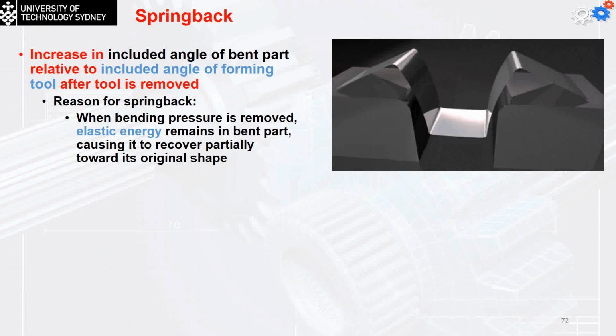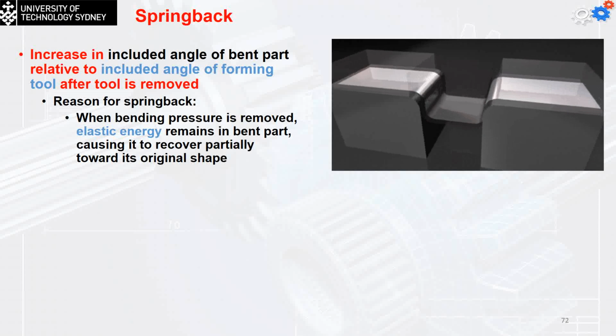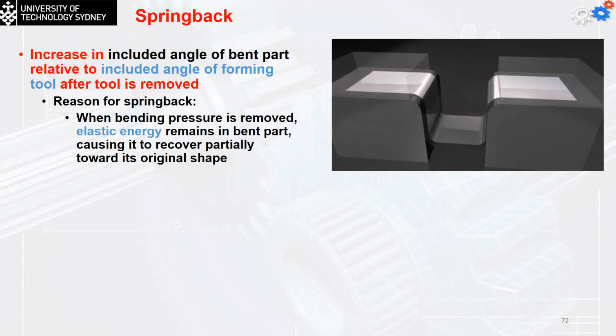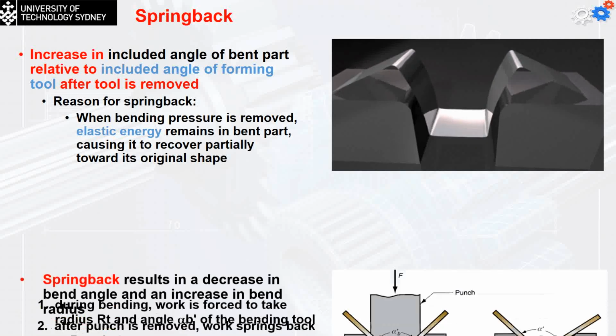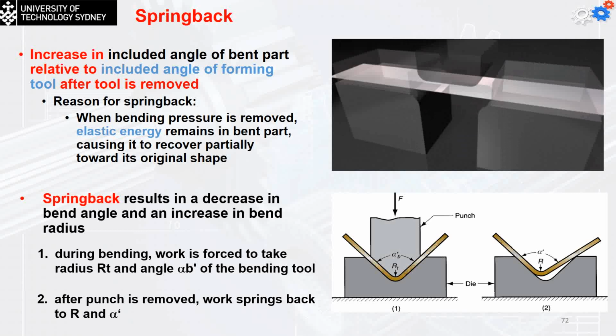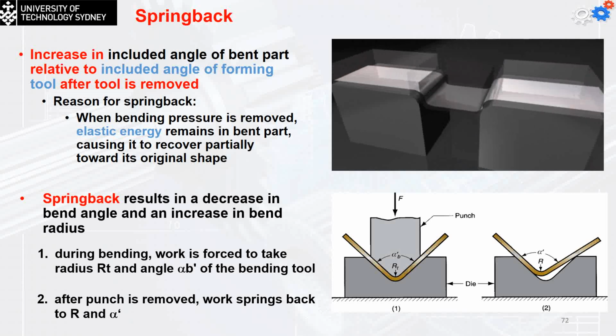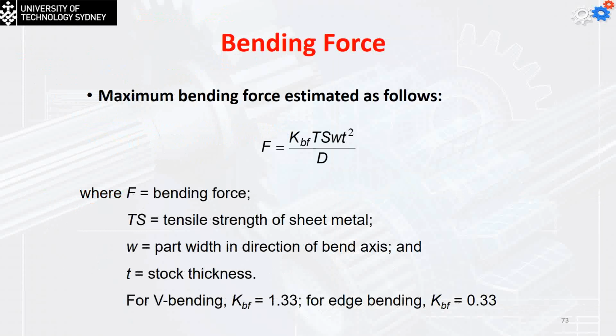The bend force can be calculated from this equation. The force of bending is equal to Kbf, the factor of the bending, multiplied by TS, the tensile strength of the sheet metal, multiplied by the width of the part, multiplied by the thickness squared, divided by D. So I'm going to leave this one, it's not important.